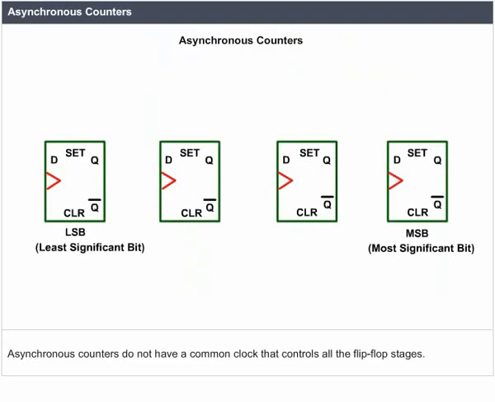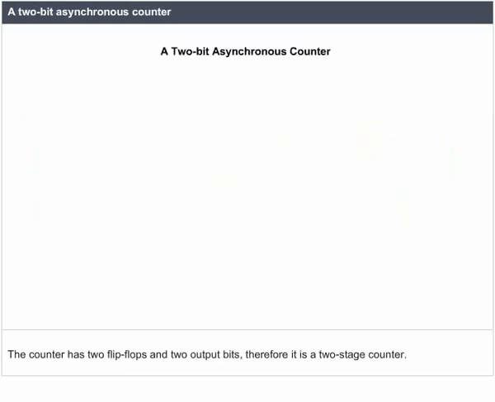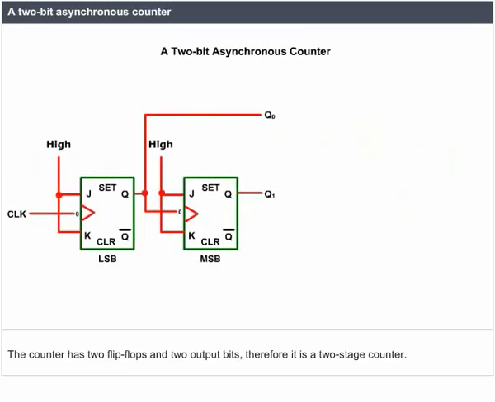Asynchronous counters. Asynchronous counters do not have a common clock that controls all the flip-flop stages. The control clock is input to the first stage, or the LSB stage, of the counter. The clock for each subsequent stage is obtained from the flip-flop of the prior stage. A 2-bit asynchronous counter. The counter has 2 flip-flops and 2 output bits. Therefore, it is a 2-stage counter. The input clock does not trigger both flip-flops. Therefore, it is an asynchronous counter.